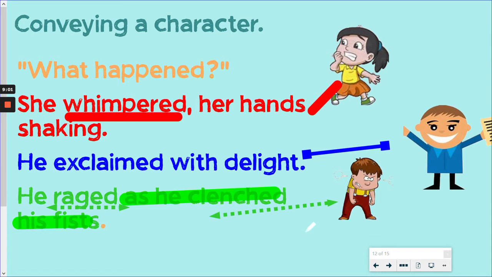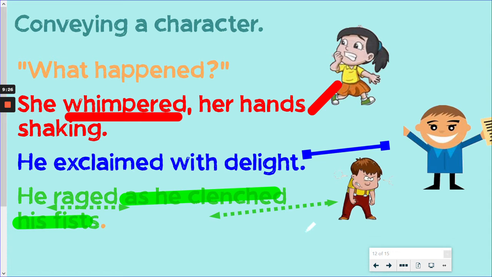So in the first example, "What happened?" she whimpered, her hands shaking. This tells us that she's scared or nervous, afraid. How do we know that? Well, we've got the speech verb whimpered. That tells us she's saying it in a very soft and fragile voice. I've backed that up with some actions. Her hands are shaking as she's speaking. This tells us she's nervous or afraid.